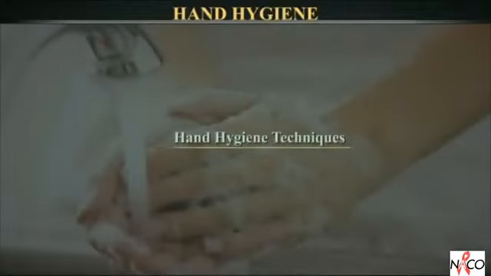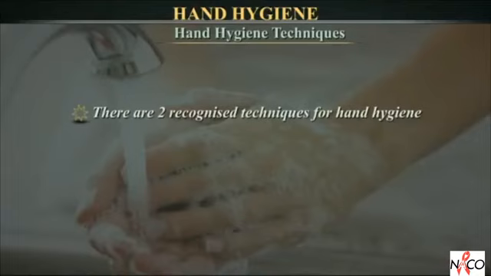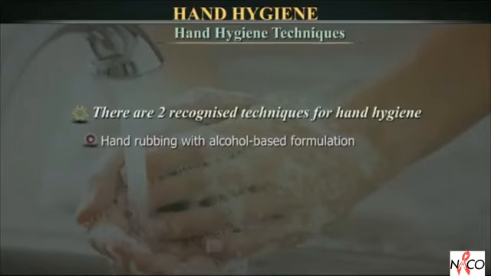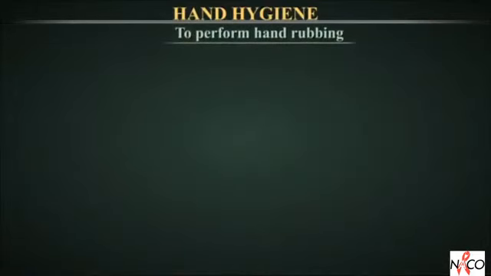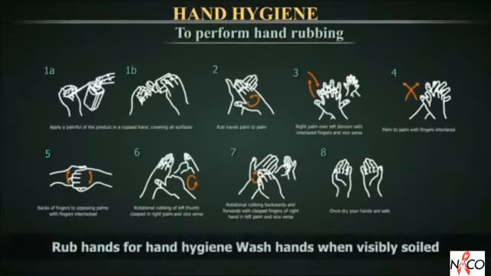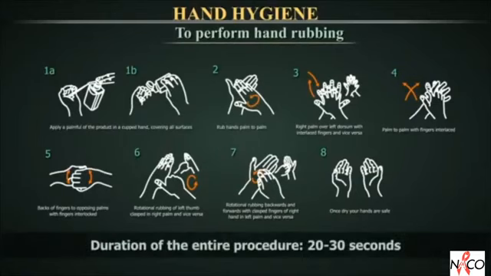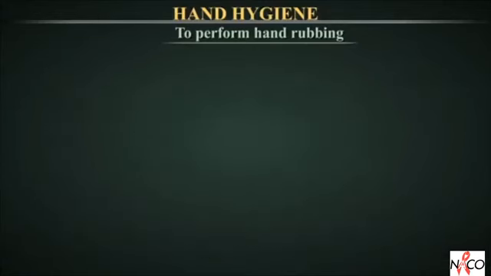Hand hygiene techniques. There are two recognized techniques for hand hygiene. 1. Hand rubbing with alcohol based formulation. 2. Hand washing with soap and water. To perform hand rubbing, rub hands for hand hygiene, wash hands when visibly soiled. The duration of the entire procedure should last about 20 to 30 seconds.